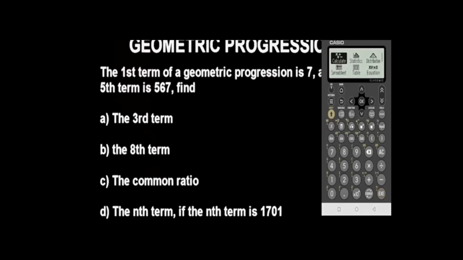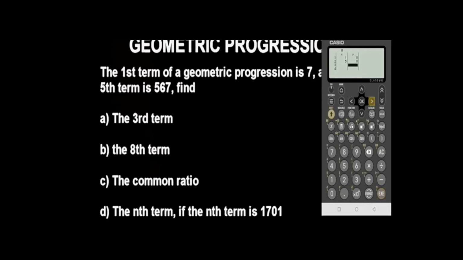The next thing will be to put the calculator in statistics mode. Go to statistics, execute. Under here, go for two-variable statistics. Alright, let's input the values now. The x values will be your number of terms. The question says the first term of a geometric progression is 7 and the fifth term is 567. Find these values. So we have the first term and the fifth term. Then come to execute.